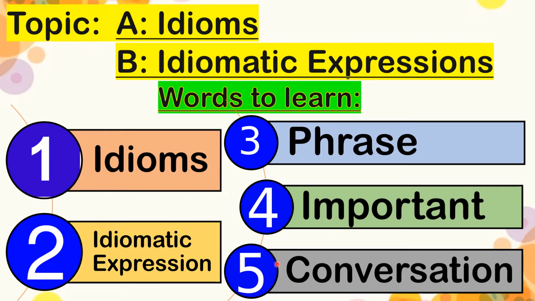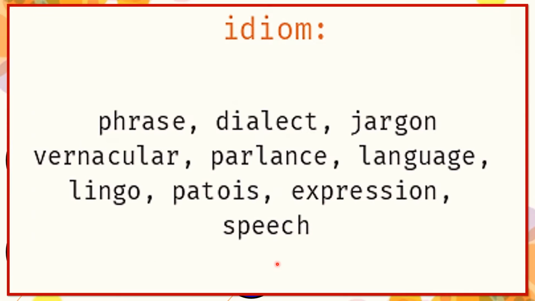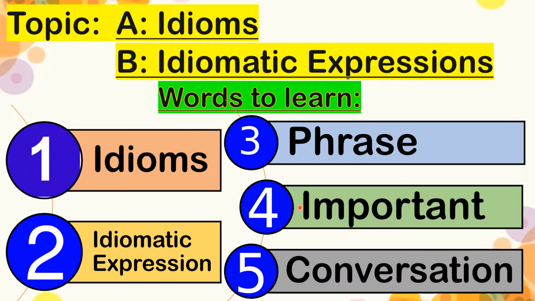Now let's study or read the meaning of these words one by one because these five words are going to help us understand our topics for today. Idiom means phrase, dialect, jargon, vernacular, parlance, language, lingo, patois, expression, and speech. Idiom, class, is usually used by American people. It is actually a phrase or a sentence that doesn't really mean what it says. So I'm going to show you examples later on.